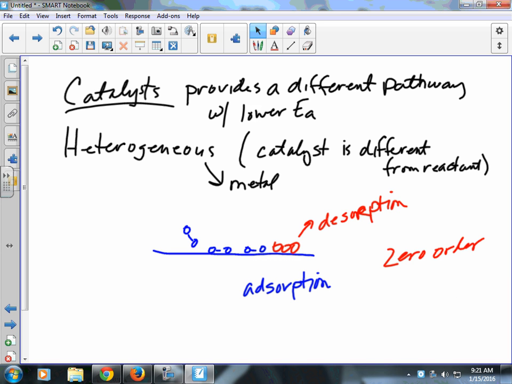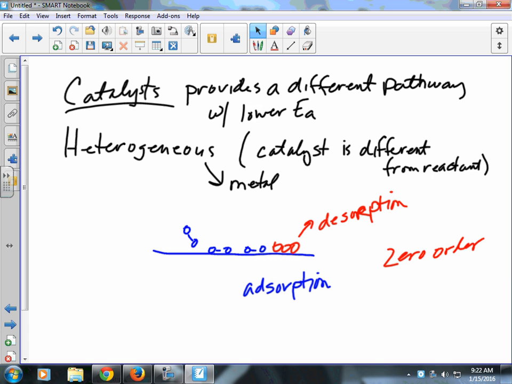This works with heterogeneous, which is the metal. So that would be like the zinc and the hydrogen that you use to make the hydrogen balloon. The zinc would be the catalyst? No, the zinc was a reactant. The zinc was going through a single replacement reaction with HCl to make H2 and zinc chloride. It's just that the zinc is solid, but it was a reactant.